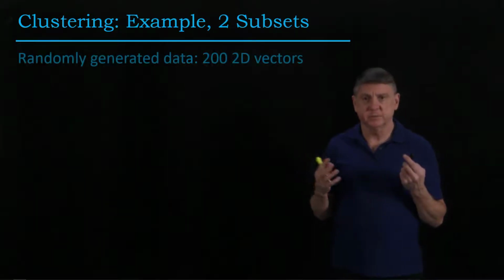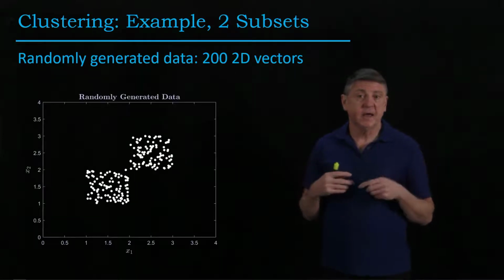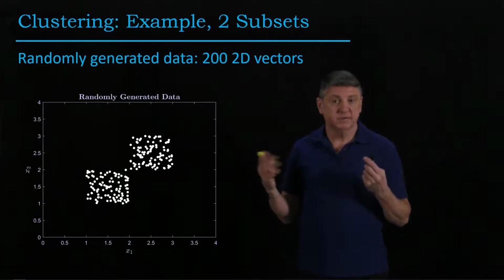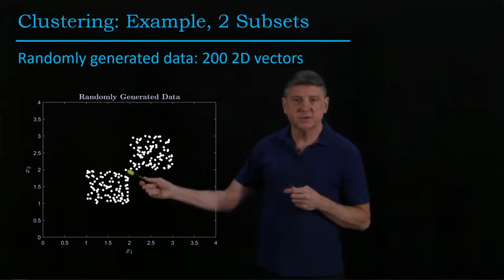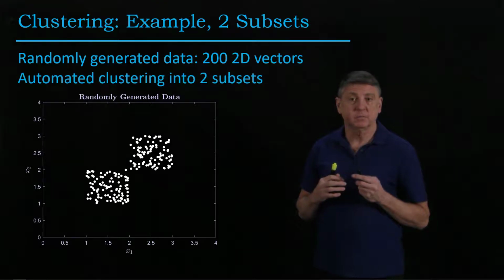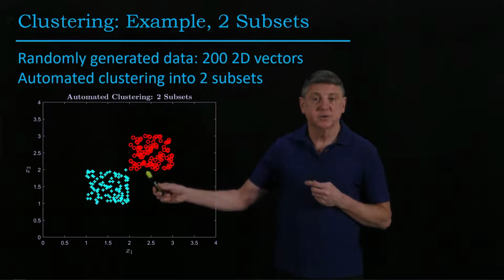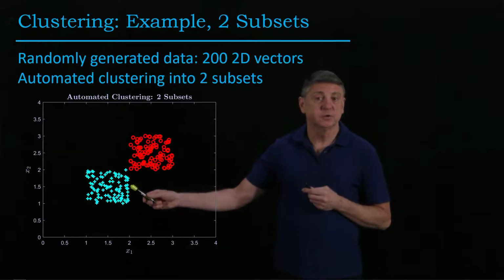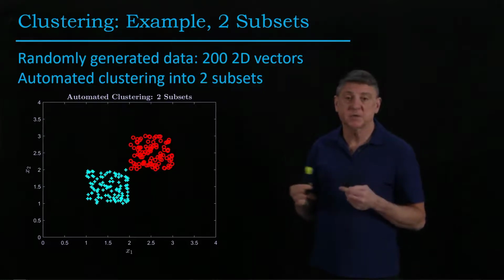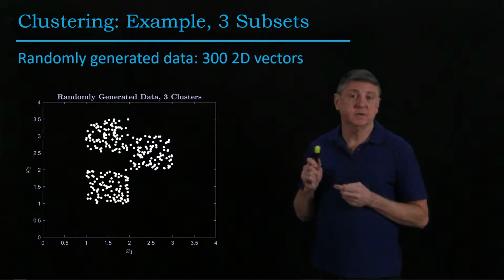So let's go through some visual examples. I randomly generated 200 vectors in a plane, and when I did it, they look like this. And it's easy for us to draw most of the two clusters. We do, however, have some questions about what to do with these two vectors. And in an automated clustering algorithm, what I computed was this. The algorithm assigned one of these vectors to the red cluster and one of these vectors to the blue cluster. And that was just the result of a computation, and if I repeat it many, many times, I keep getting basically the same result.